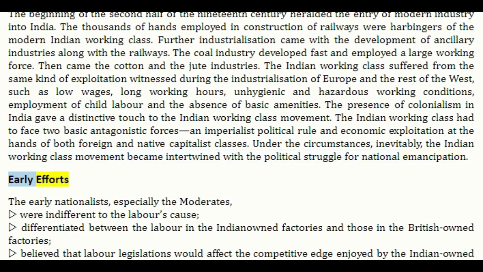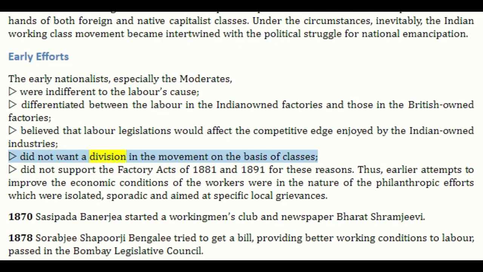Early efforts. The early nationalists, especially the moderates, were indifferent to the labor's cause, differentiated between the labor in the Indian-owned factories and those in the British-owned factories, believed that labor legislations would affect the competitive edge enjoyed by the Indian-owned industries, and did not want a division in the movement on the basis of classes. They did not support the Factory Acts of 1881 and 1891 for these reasons.